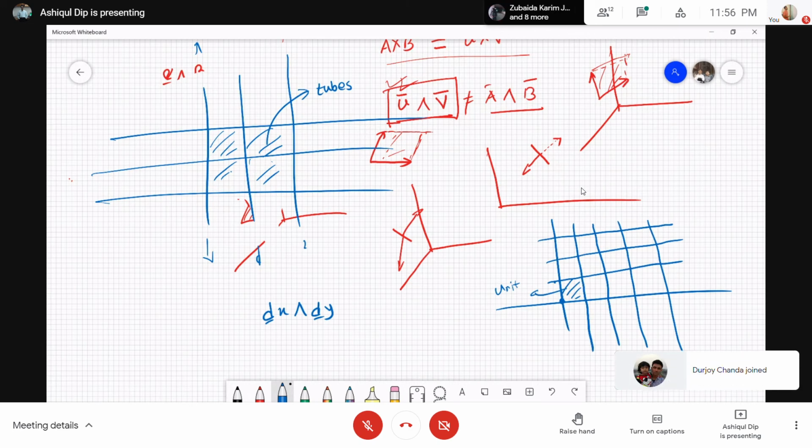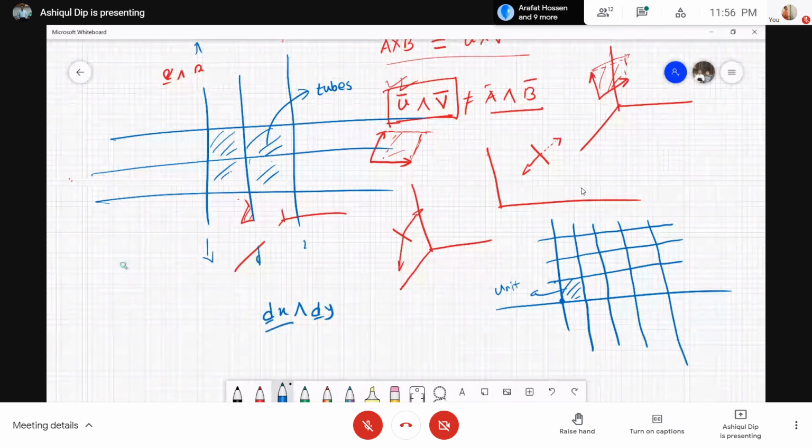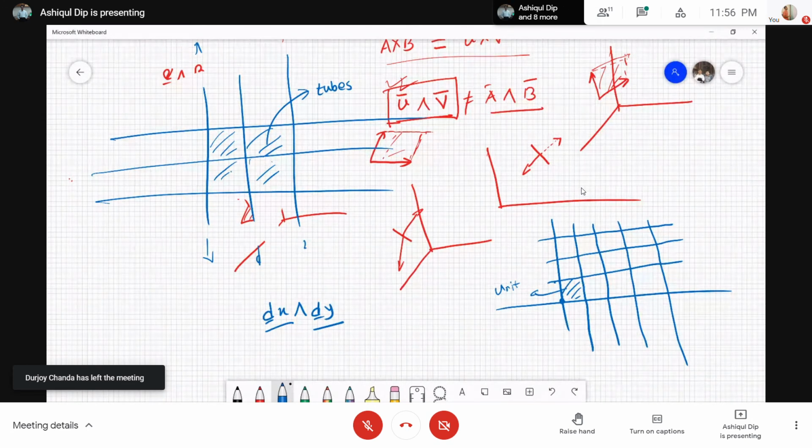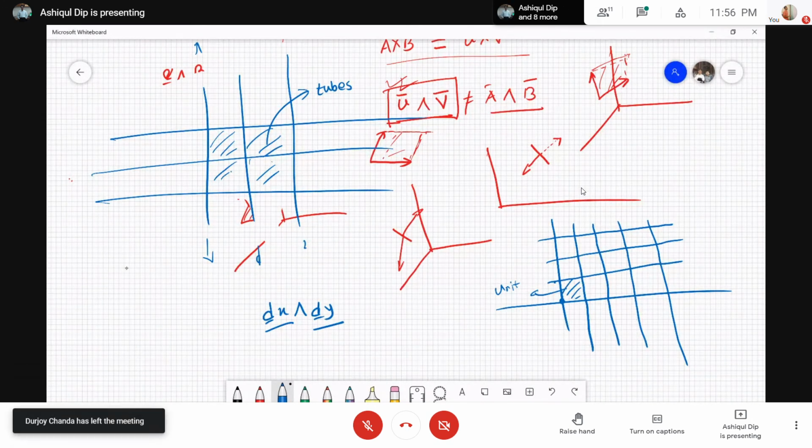Can you repeat that, please? dx are the unit basis, right? dy are the unit basis. So the area created by those planes of dx and dy, the cross-sectional area of that tube, is unitary. So now we have a fundamental reference, what we call unit.